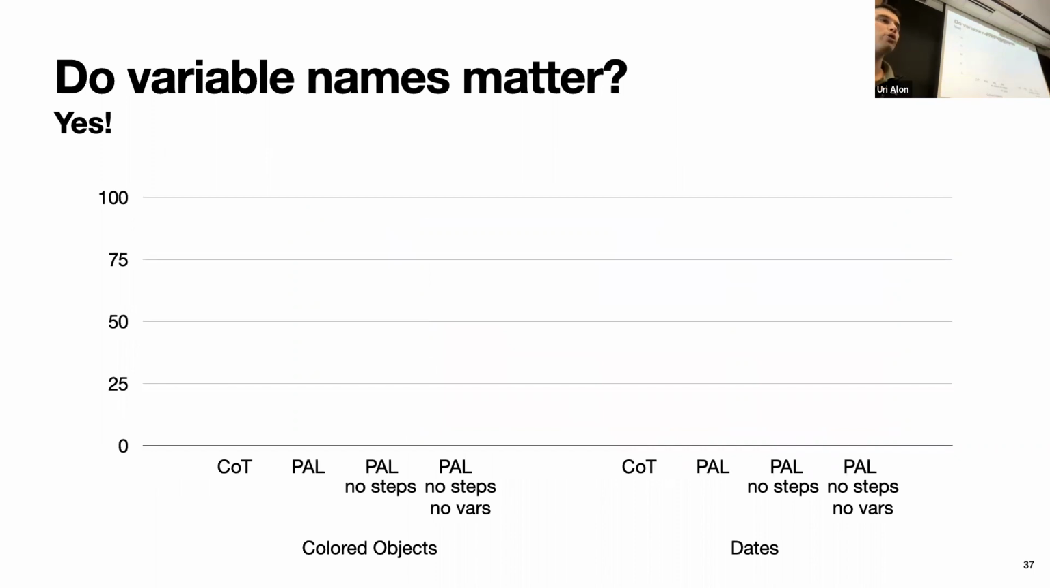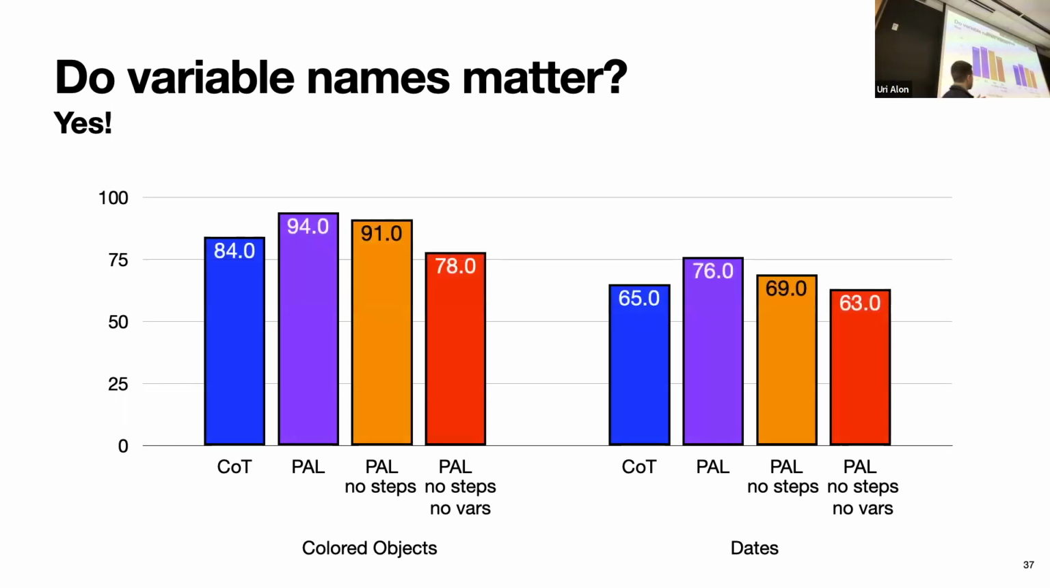Another question is about the prompts, as was kind of asked before. What is the importance of the exact design of the prompt that we provide PAL? So here are the results across two data sets. This is a data set called colored objects, and this is a data set called dates. The blue bars are the standard chain of thought, the baseline. The purple bars are PAL, the full results as I showed you before. The orange bars are PAL without the intermediate steps.